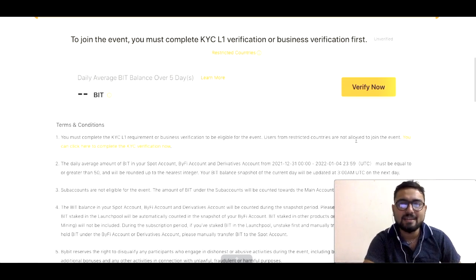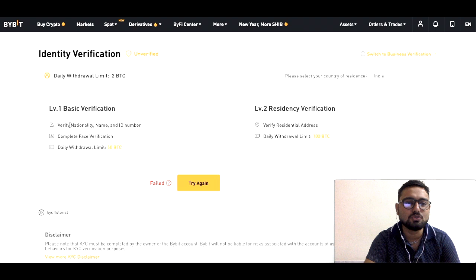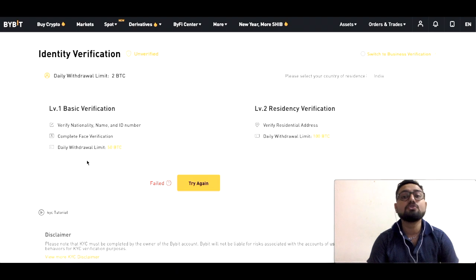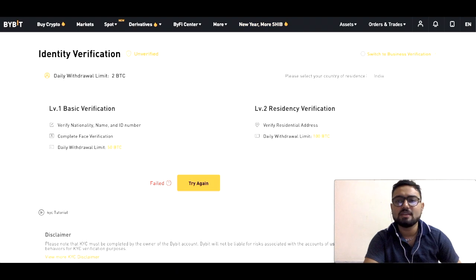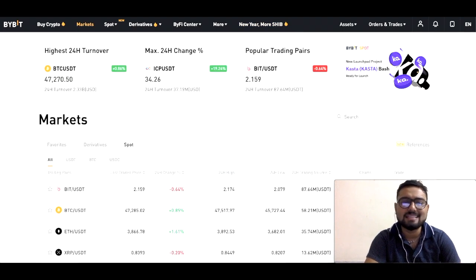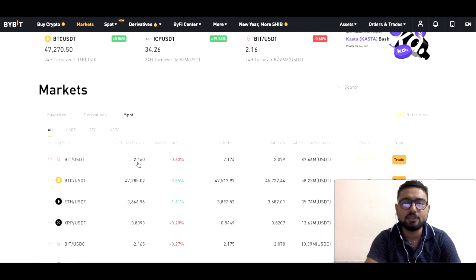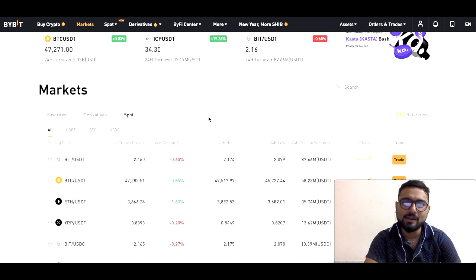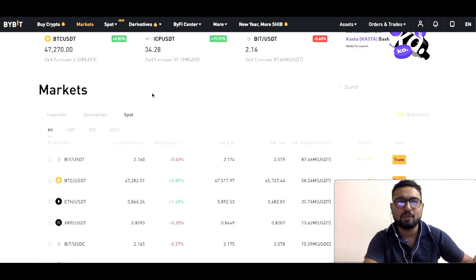Now, how can you complete the KYC? You can click on verify now, and you'll be taken to this page wherein you will be asked to verify your nationality, name, ID, phone number, and complete your face verification through the computer camera or any mobile phone camera. And for verification purposes, if you are in India, you can use your Aadhaar card as well. Once this verification is done, then you need to hold at least 50 BIT tokens, right? And the price of one BIT token is approximately $2.16. That comes to a little above $100 that you need to hold in your spot wallet, your derivatives wallet, whatever wallet in your Bybit account.